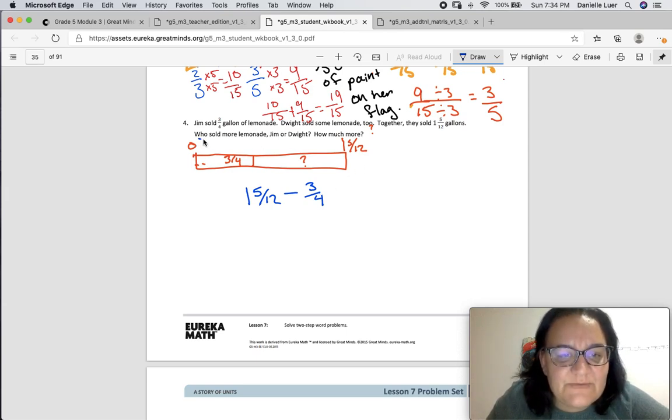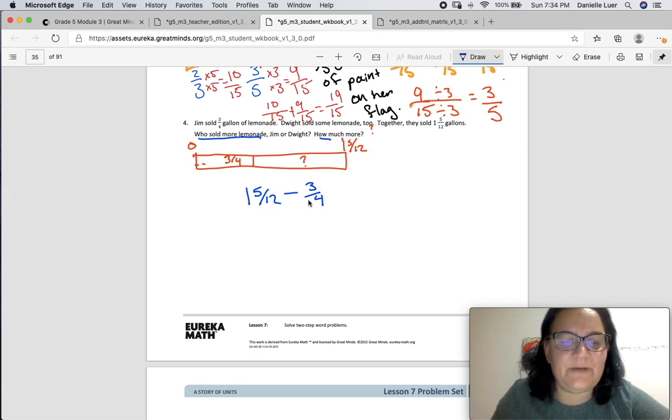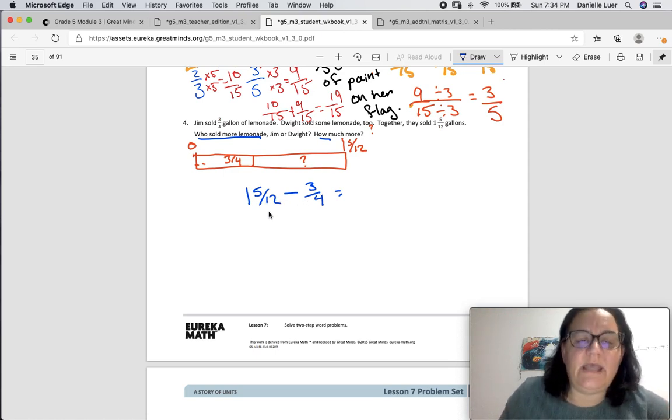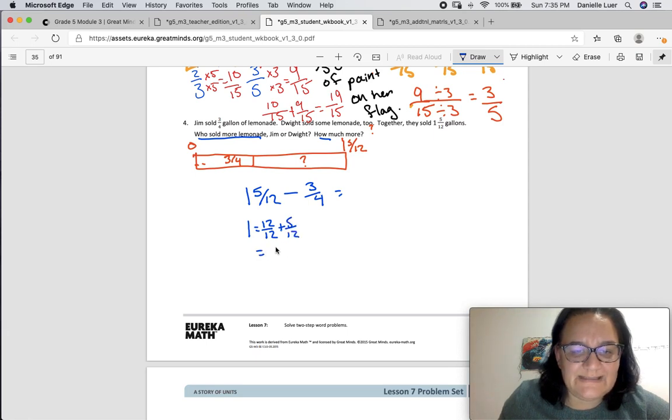And then the second part is who sold more. So we're going to compare that afterwards, okay? How much more? We're going to compare that afterwards. First of all, we're going to find out how much did Dwight sell, but without that number we can't do much of anything. So let's convert this into an improper fraction. 1 equals 12/12, okay, plus 5/12 equals 17. Yeah, the left and the right of the equal sign always have to be the same. So, okay, equals 17/12.